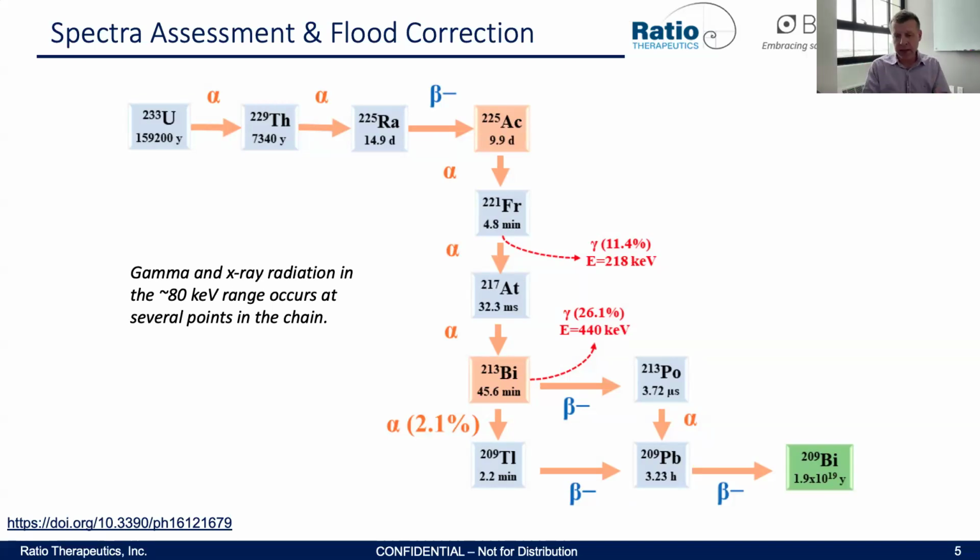Here, we're talking about mice, and so we have the advantage of also being able to look at the lower energy, roughly 80 keV peak that is comprised of a number of emissions of gamma and characteristic X-rays from a few points in this decay chain. And that's going to be really helpful for us because the mouse is small enough that these photons can escape tissue and reach the detector.